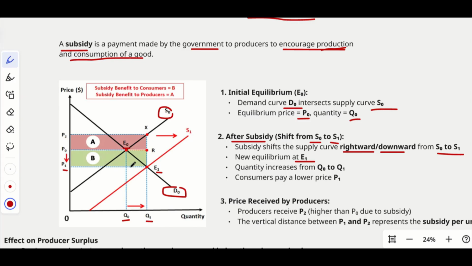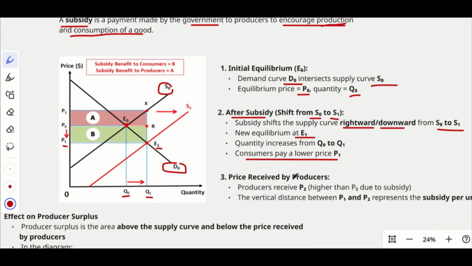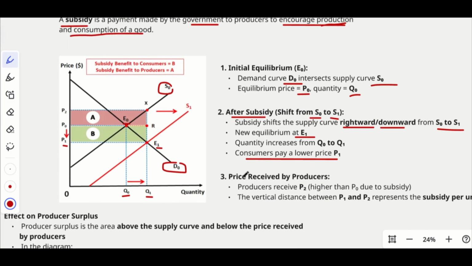Okay, so what is happening here? For buying more quantity of product, the consumers can now pay less, right? So consumers pay a lower price, that is P1. Okay, so that is the case. So what about the price received by the producers? Producers receive a higher price, P2, due to the subsidy.